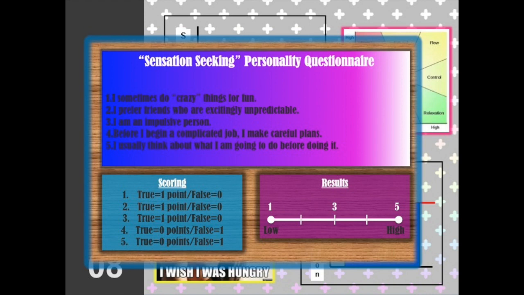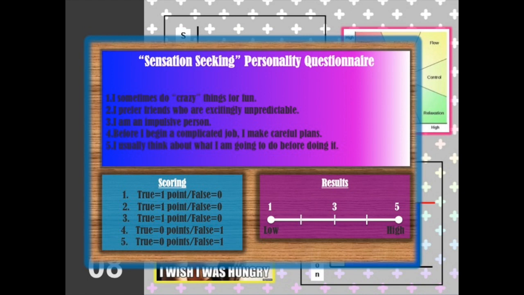Now you can go ahead and look at the scoring section on the slide and give yourself 1 point if you wrote true for number one. Give yourself 1 point if you wrote true for number two. Give yourself 1 point if you put true for number three. Then give yourself 1 point if you put false for number four, and another point if you put false for number five. Actually, the lowest part on this continuum should say zero. I have a typo there.